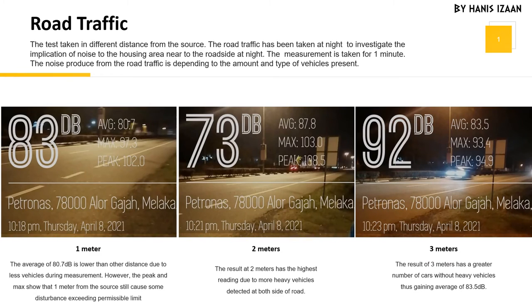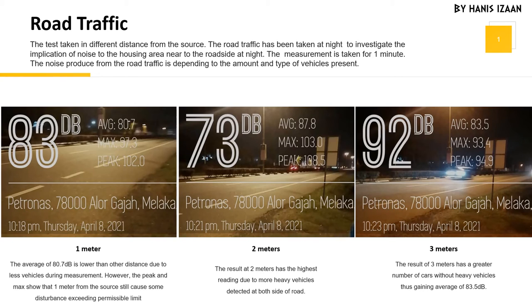Road traffic. The test was taken at different distances from the source. The road traffic measurement was taken at night to investigate the replication of noise to the housing area nearby the site. The measurement is taken for 1 minute. The noise produced from the road traffic depends on the amount and the type of vehicles present.